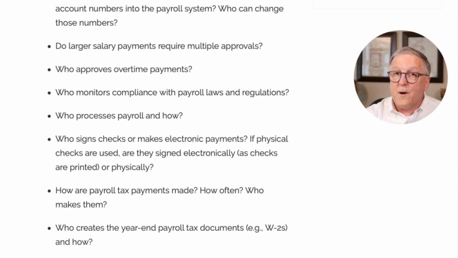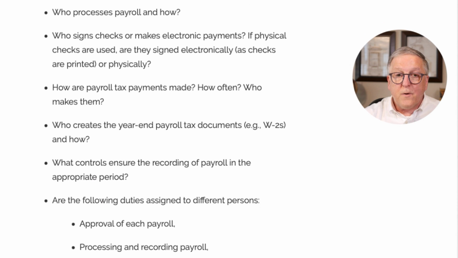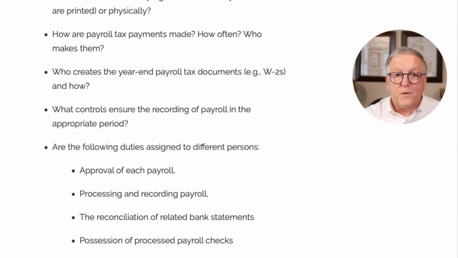So if somebody in the payroll department is committing fraud and they also control the W-2 creation, they can cover up their fraud by changing the W-2s. So you want to look and see who's creating the W-2s. Also, what controls ensure the recording of payroll in the appropriate period? So you want to make sure that payroll is cut off at the right time.